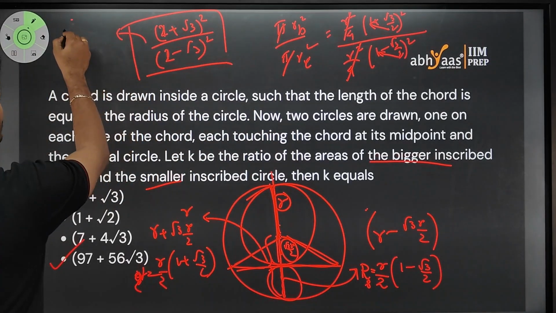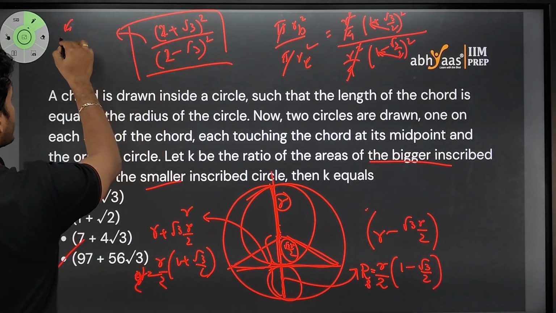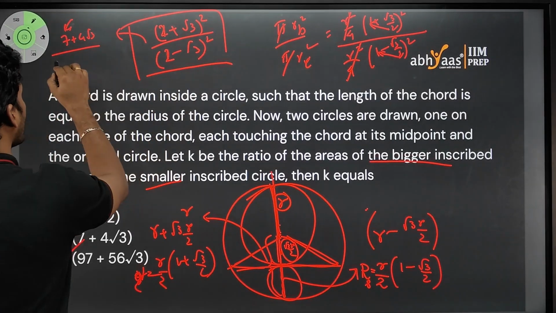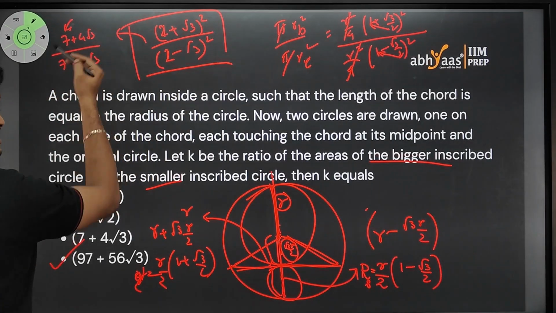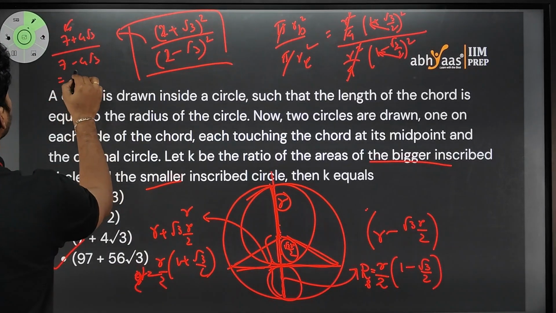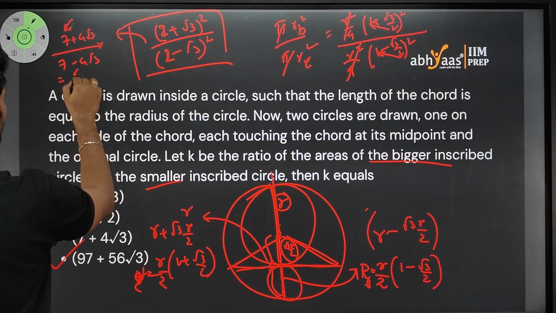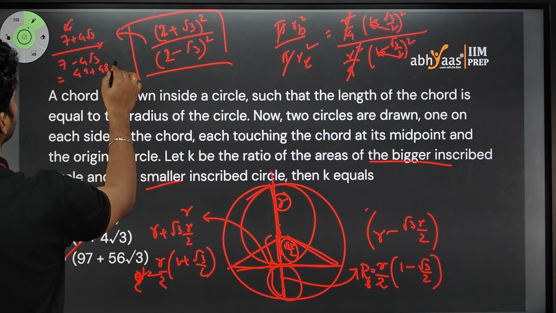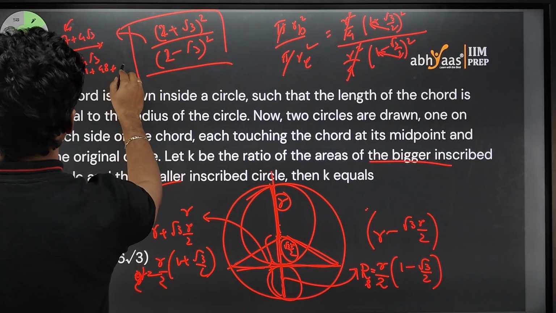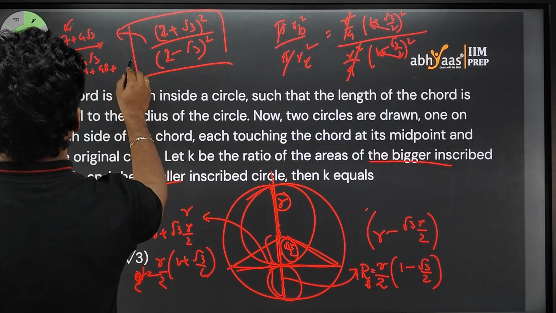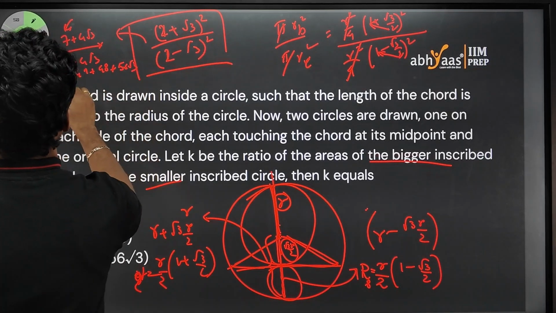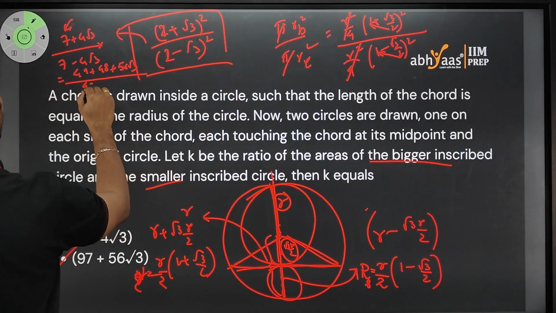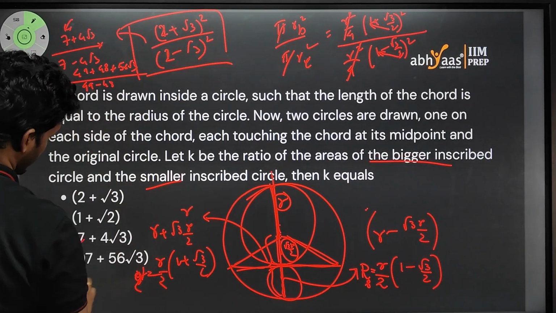If you want, I'll do it. So (a plus b) whole square, it will be 7 plus 4√3, and here it will be 7 minus 4√3, and if I rationalize that, I would get 7 plus 4√3 and 7 plus 4√3, it will be 49 plus 16 into 3, which is 48, plus 56√3 divided by 49 minus 48. Yes, obviously it will be 97 plus 56√3.